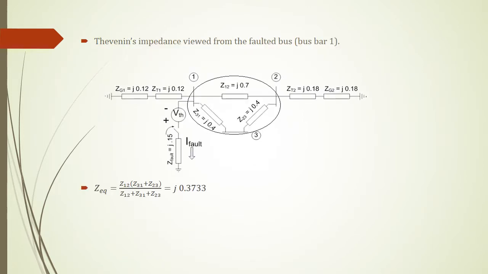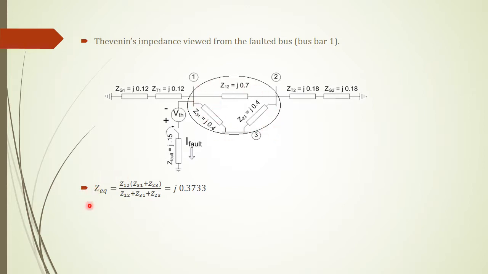The Thevenin impedance is defined as the impedance viewed from the faulted bus, or bus 1 here. So looking at bus 1, you see that the impedance here is actually this branch in parallel with this branch. And we can start by calculating the equivalent impedance of this part.